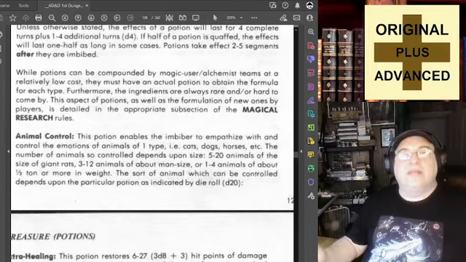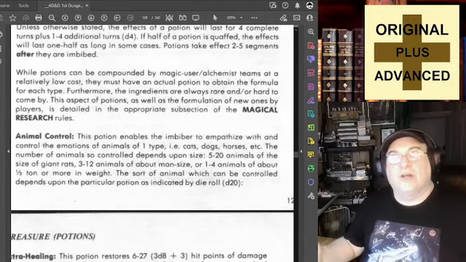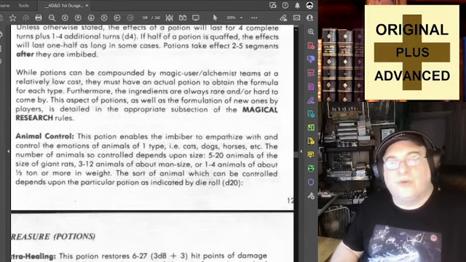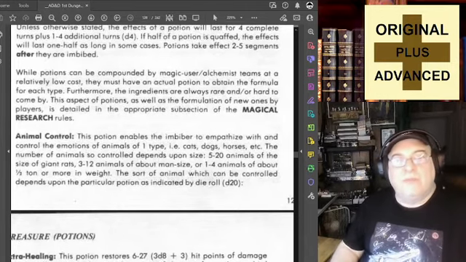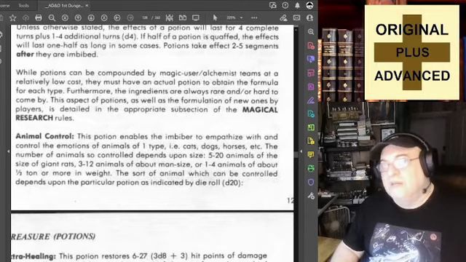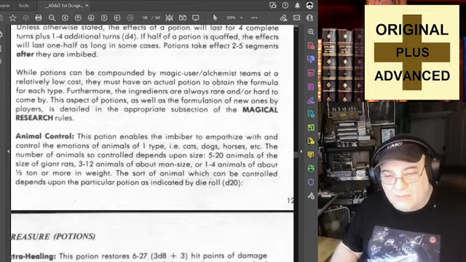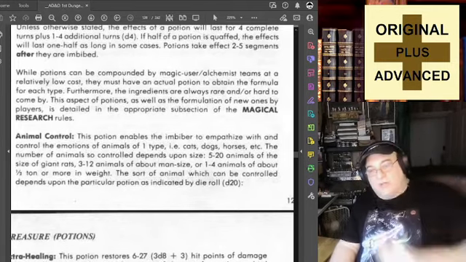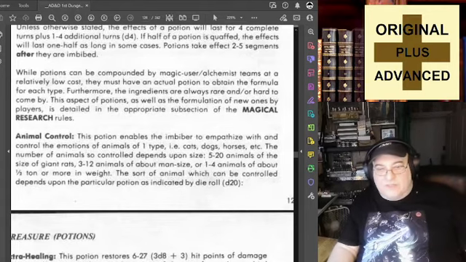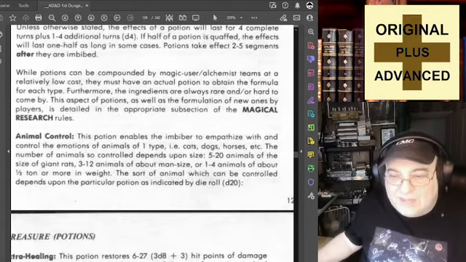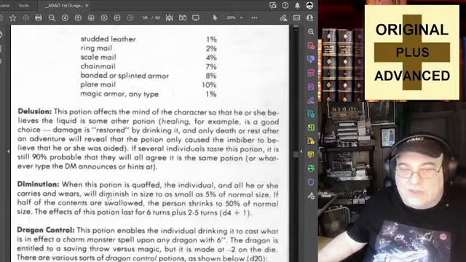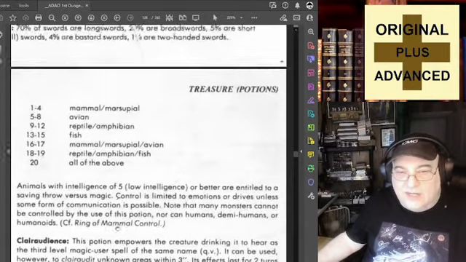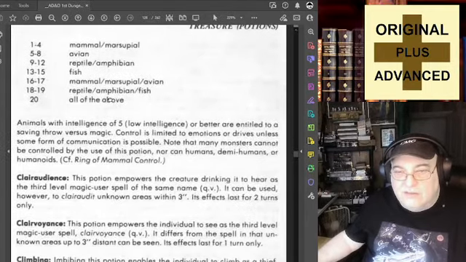So a team of horses that are taking a large coach can all be controlled at the same time rather than keep them calm, keep them from breaking into a gallop when you want them to go slow, if they're scared, whatever. The sort of animal which can be controlled depends upon the particular potion, as indicated by a die roll. That's a d20. And here is the table for that.